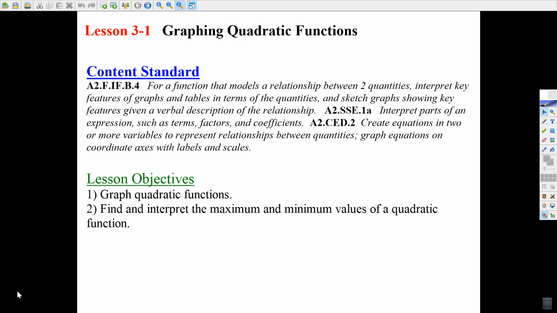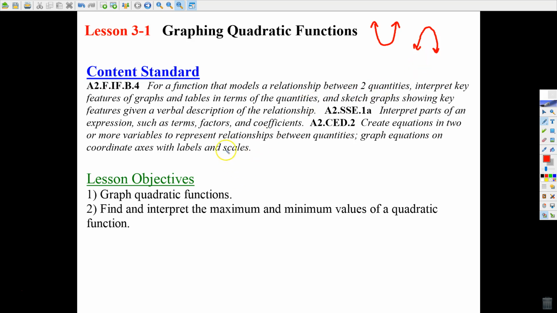We start a new chapter today. Today's topic, as you can see from lesson 3.1, we will be graphing quadratic functions. And hopefully you remember this from your Algebra 1 experience, but the graph of a quadratic function will be a parabola, either opening upward or, of course, flipping over, opening downward.